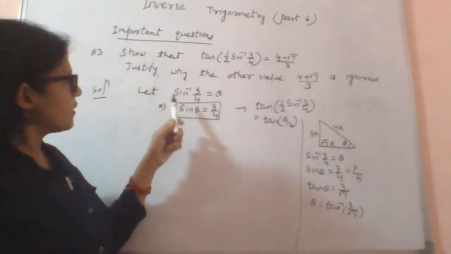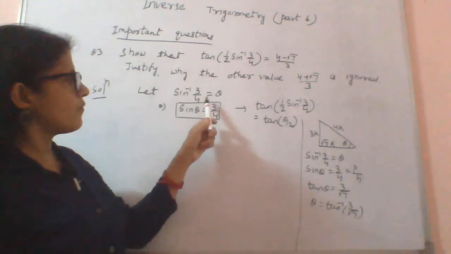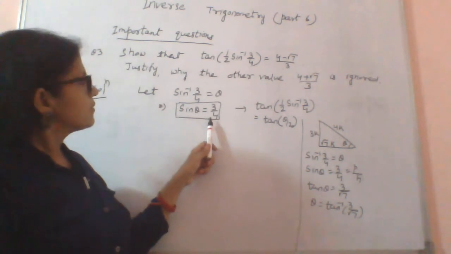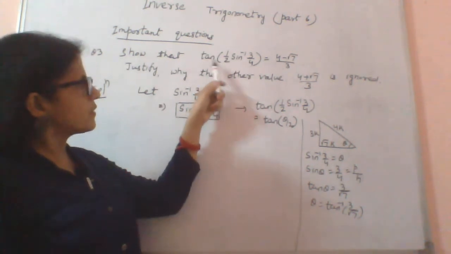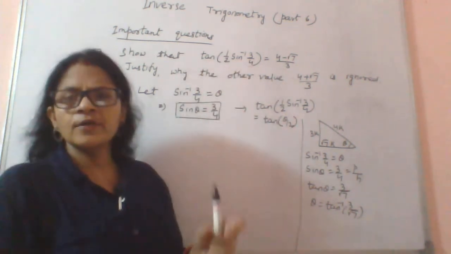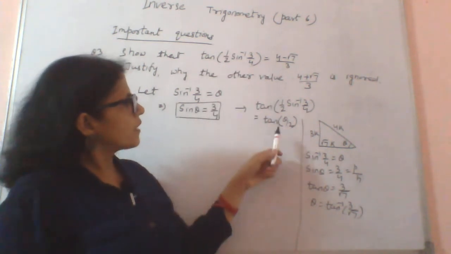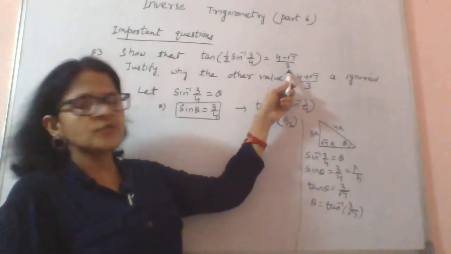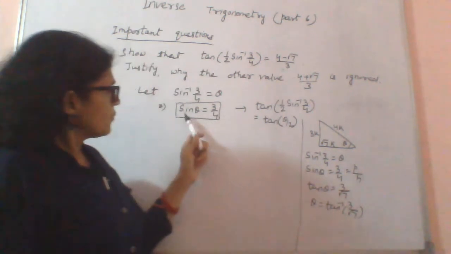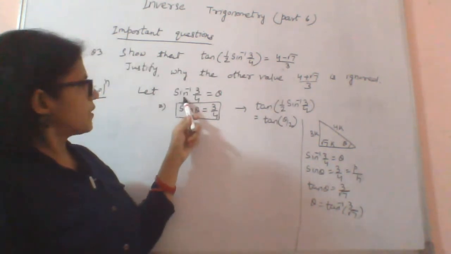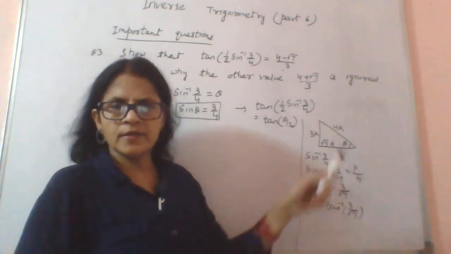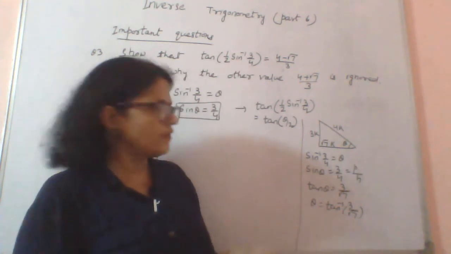So suppose we consider sine inverse 3 by 4 equal to theta. It means sine theta equal to 3 by 4. So it means we actually have to get what? If we take this is theta, so we actually want tan theta by 2, right? We have to prove tan theta by 2 equals 4 minus root 7 by 3. Okay, so this is our purpose. So let me convert sine inverse to tan inverse.